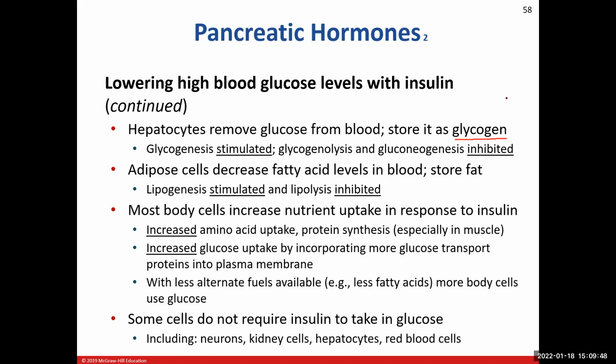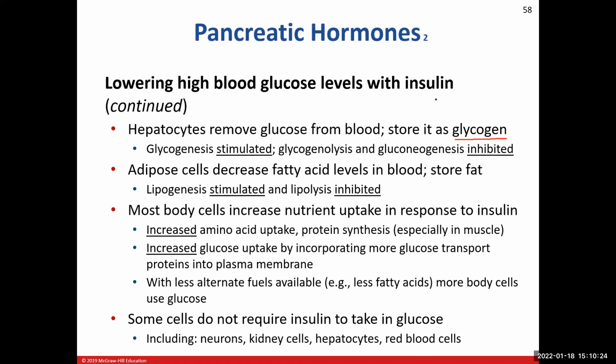At the same time, too, because not all meals are 100% carbohydrates. They're going to be proteins. There's going to be fats in there too. So our adipose cells now are going to start to absorb any fatty acids that may have resulted from that meal that we had. So we're going to store those fatty acids as triglycerides. So we're going to stimulate lipogenesis, and we're going to inhibit lipolysis.